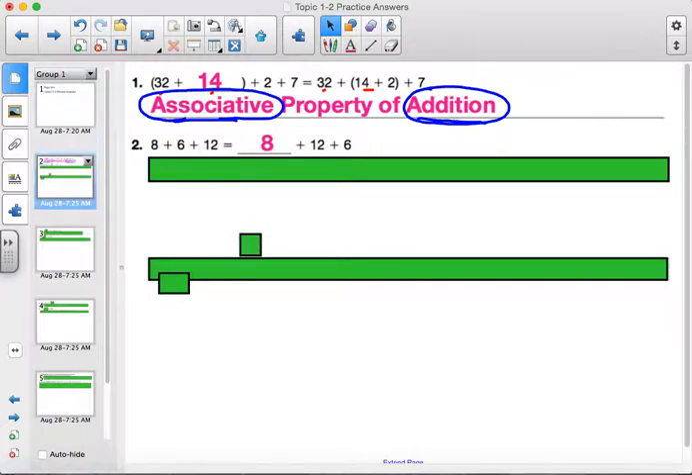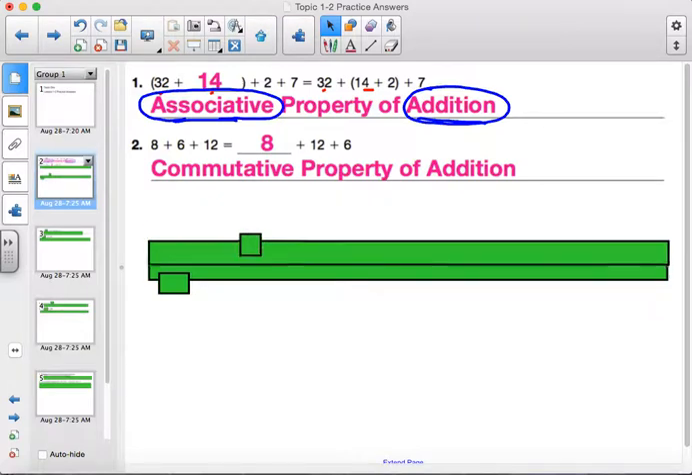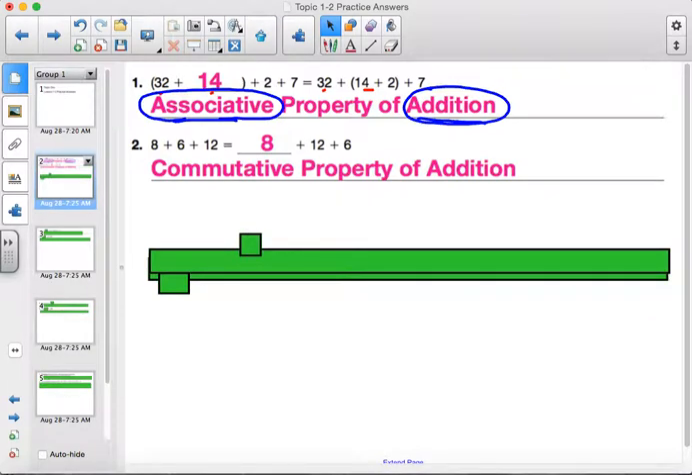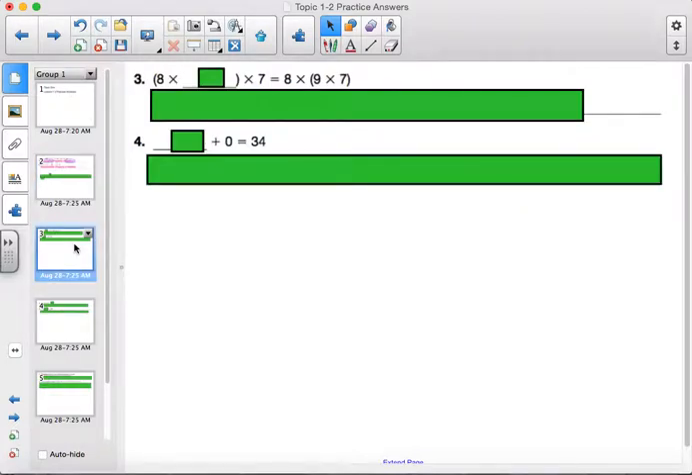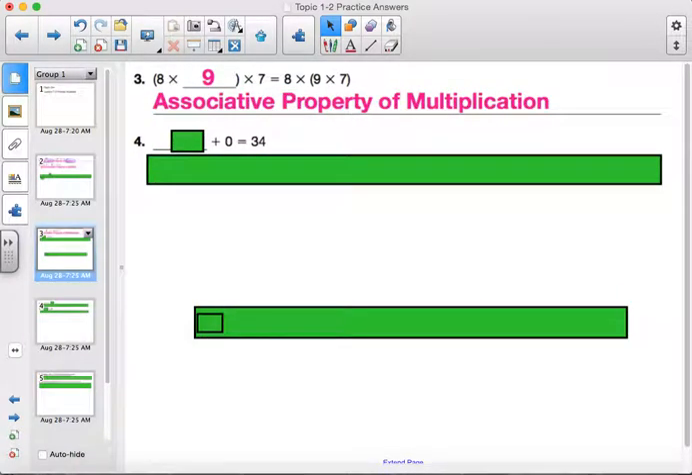Number 2, the missing numeral is 8, and the property is the commutative property of addition. Any questions on those ones? Okay. Number 3, the missing number for number 3 is number 9. And again, the order of the factors does not change. The property then would be the associative property of multiplication.